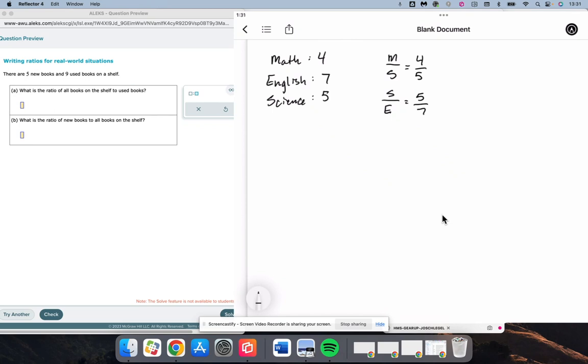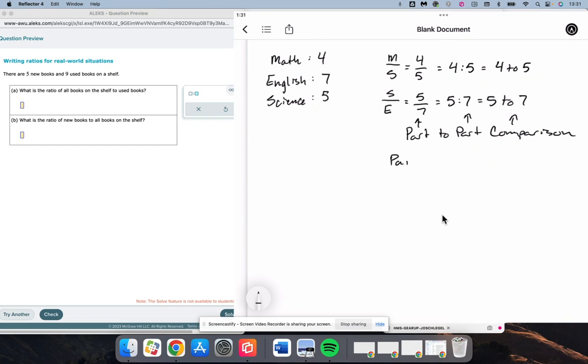And again, we could write these in different ways, like with the colon or with the word to. The most common way we're going to see this, though, is as a fraction. In this lesson, they're going to use the colon, it looks like, exclusively. So those are the 3 ways we could write those comparisons. These are all what we call part to part comparisons, because we are comparing part of the books on the shelf to another part of the books on the shelf.